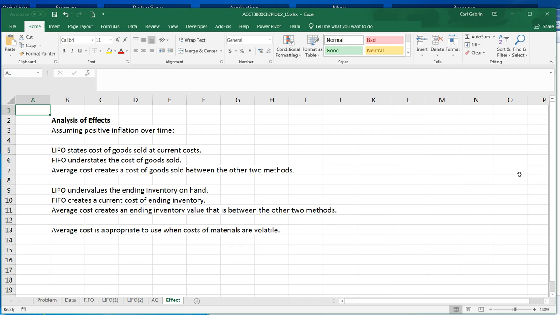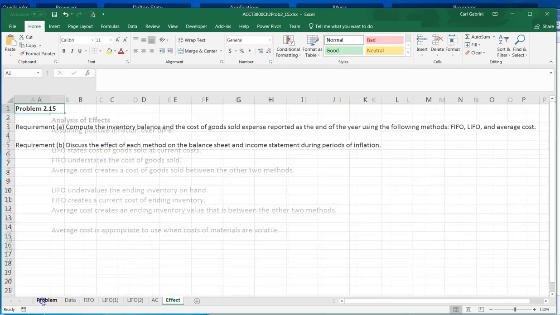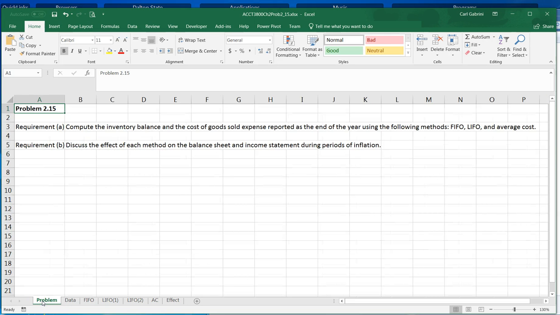And also there are IRS regulations that, I believe, if you're going to use LIFO for tax reporting purposes, you end up having to use it for financial reporting purposes as well. And so you've got that kind of kicking in there too. So at any rate, that's how you work through a basic inventory problem.